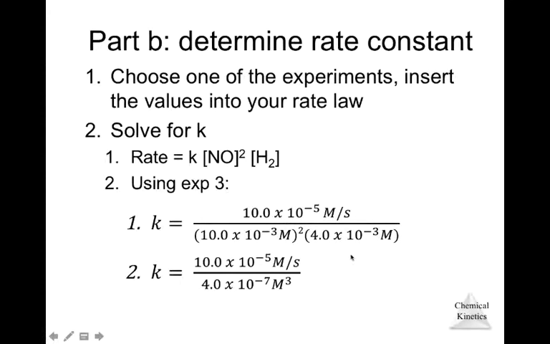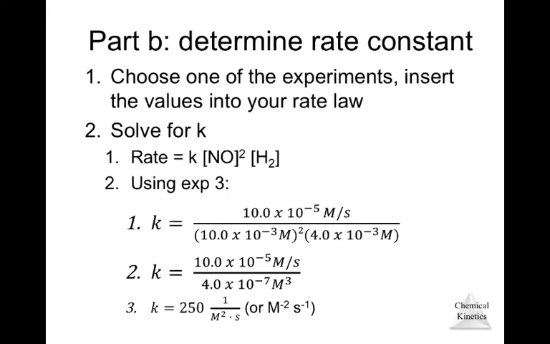And solve K equals 10 times 10 to the minus 5 over 4 times 10 to the minus 7. It's very useful to write in your units because you're going to have to keep track of those units to figure out what your final units are for K, because they're going to be different depending on the reaction. And so overall, this is 250.